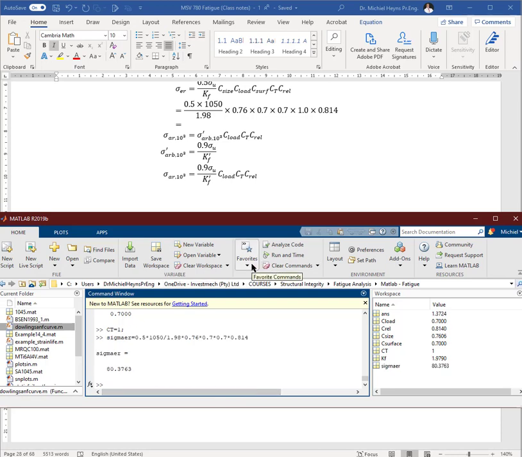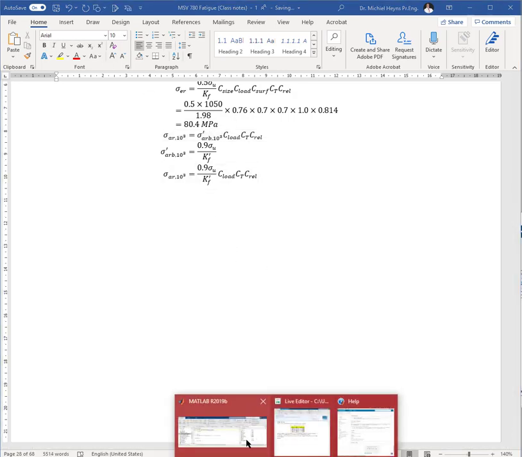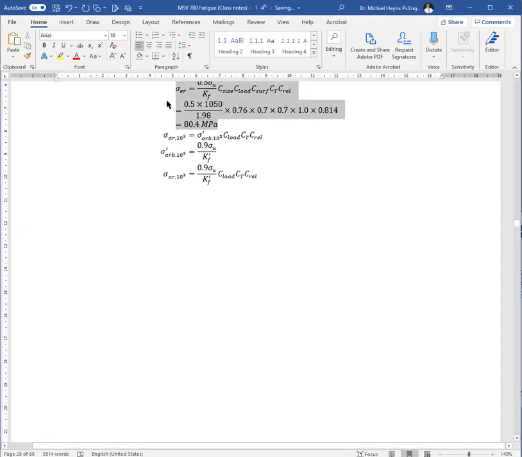And that works out to 80.4 MPa. So the endurance limit at 1 million cycles for the notched specimens loaded in axial loading is 80.4 MPa. Let me check back here. 80.4, yeah, we can round it to 80.4. Now we can do the same here at the bottom.